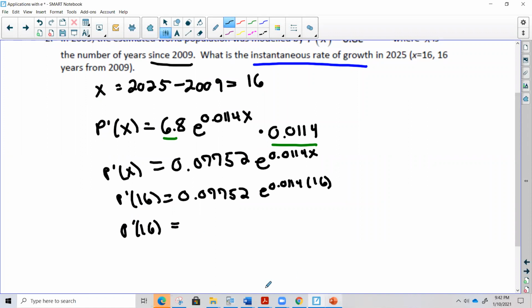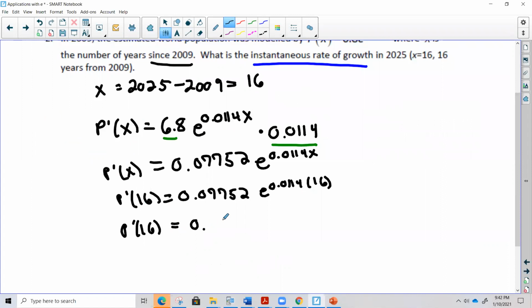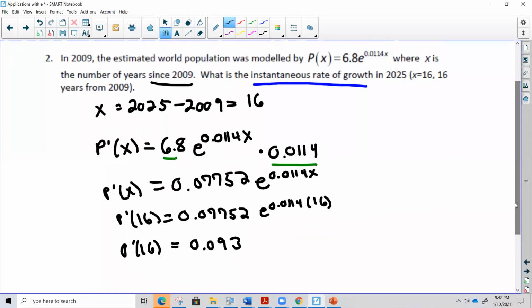Okay, so the instantaneous rate of growth at x equals 16 is what I just got here, 0.093. I'll do 3 decimal places since we're not talking about money. So the population is changing by 0.093, I guess, people in the year 2025.